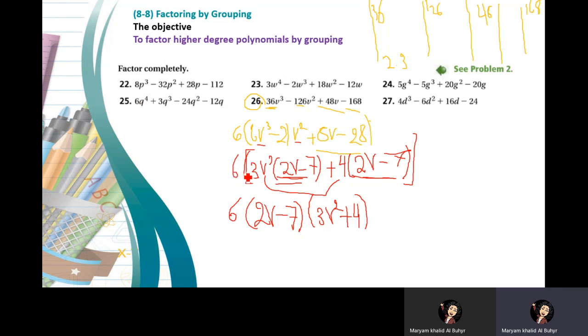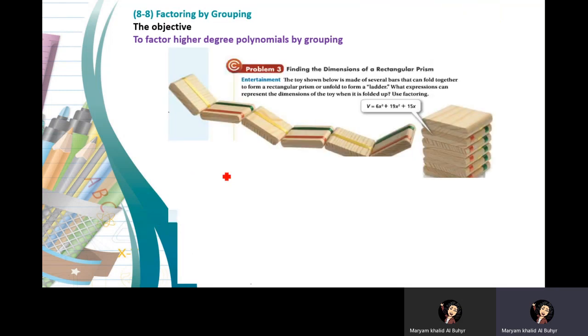So I hope this exercise is enough for you. So let me do this one with you. It is true here we have a word problem, but it's really simple and easy. So finding the dimensions of a rectangular prism. You know the volume for a rectangular prism is just the area of the base times the height of the prism itself. So once I factor this one, I will find two things I'm multiplying by each other. So the basic idea here, I just need to factor this volume.